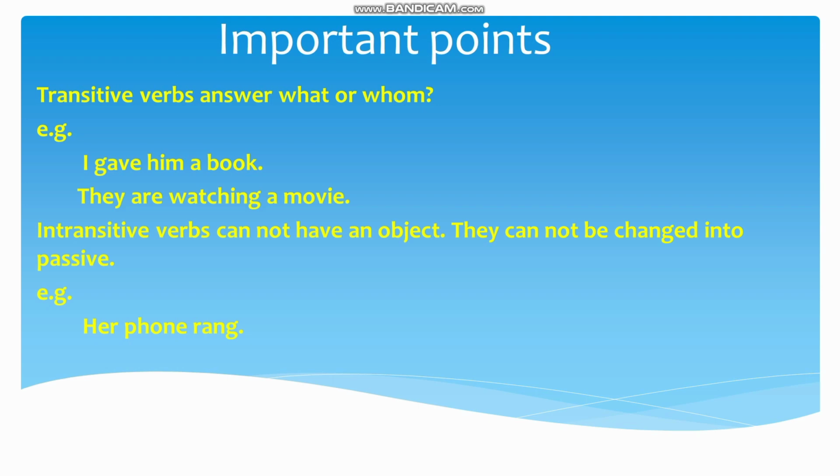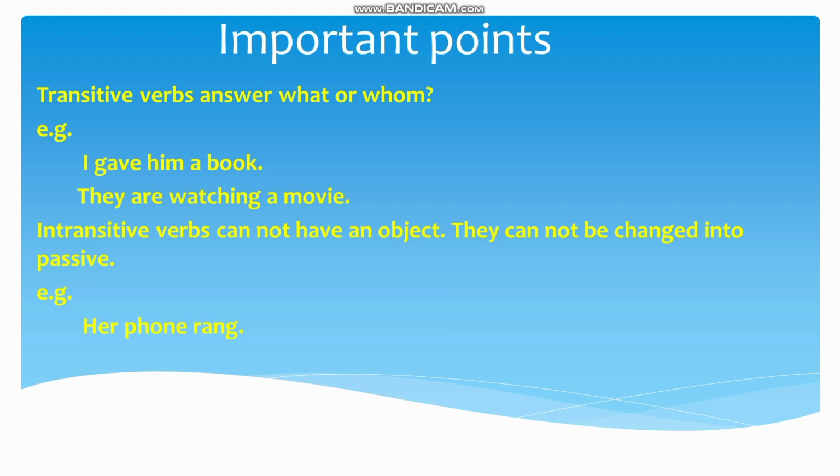Transitive verbs, dear learners, as I told you, answer what or whom. For example, I gave him a book. In this example, we have a direct object, that is book, and the action of the subject is passing over to the direct object. You can answer what or whom. For example, what did I give him?